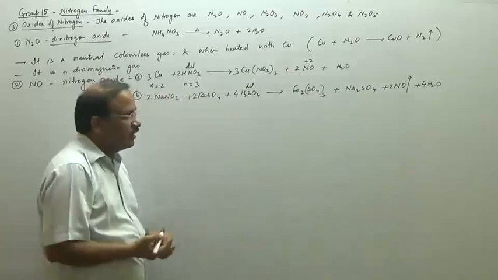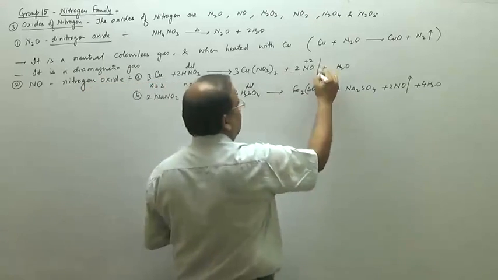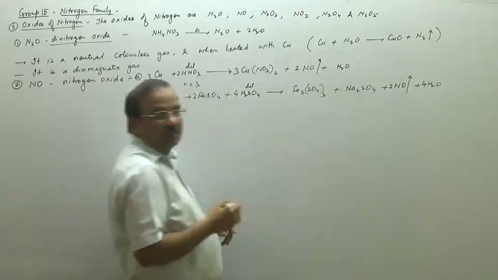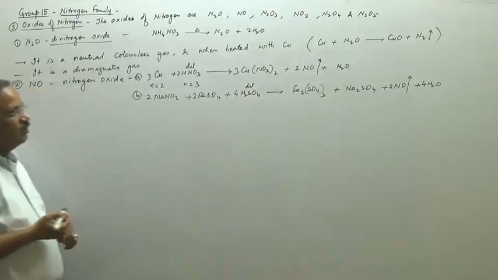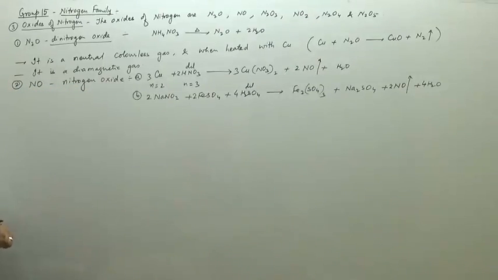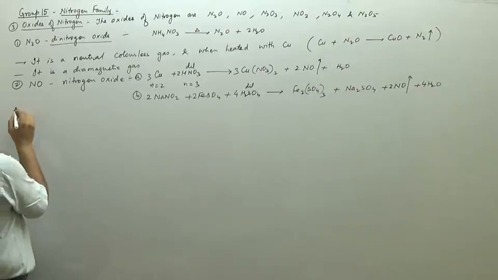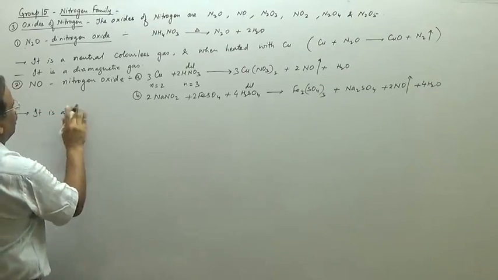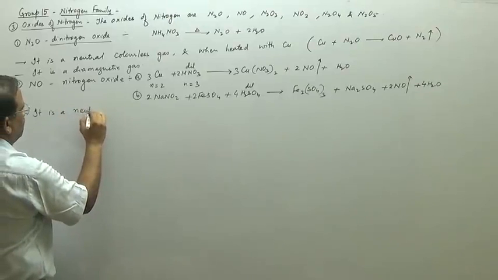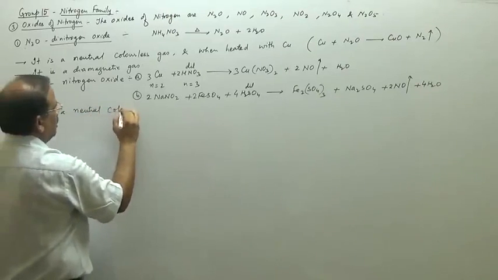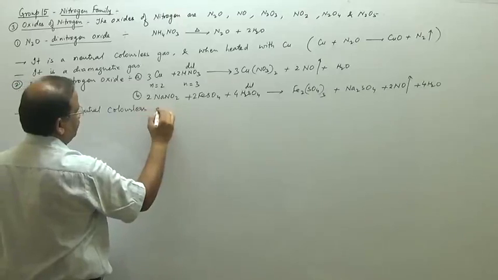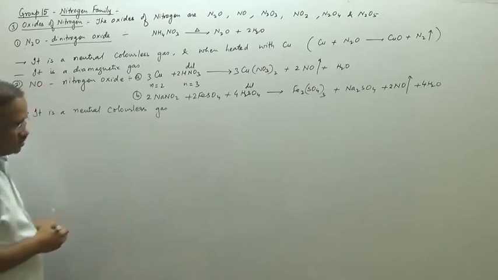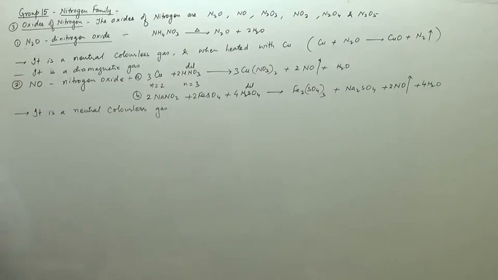So the nitrogen oxide gas is liberated in these cases. That is how we write the nitrogen oxide gas which is formed in the reaction. If I write the properties, I'll write that it is a neutral colorless gas. We used to write that it is a neutral colorless gas.